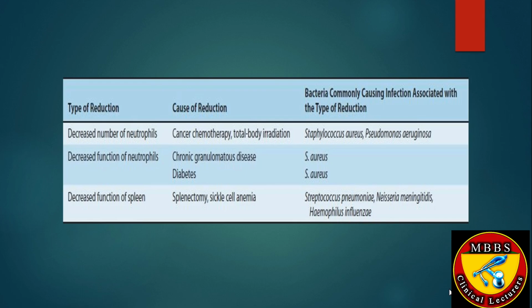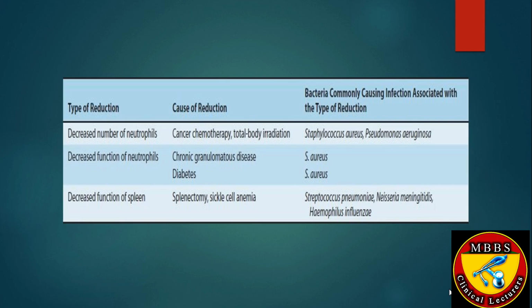Okay, so this table is showing the reduced phagocytosis, which predisposes to infections by certain bacteria. For example, if there is a decreased number of neutrophils because of cancer therapy or irradiation, Staphylococcus aureus and Pseudomonas aeruginosa infections are more commonly seen. And if there is a decreased function of neutrophils, like in chronic granulomatous disease because of NADPH oxidase deficiency, or in diabetes when there is ketoacidosis, Staphylococcus aureus infections are commonly associated.